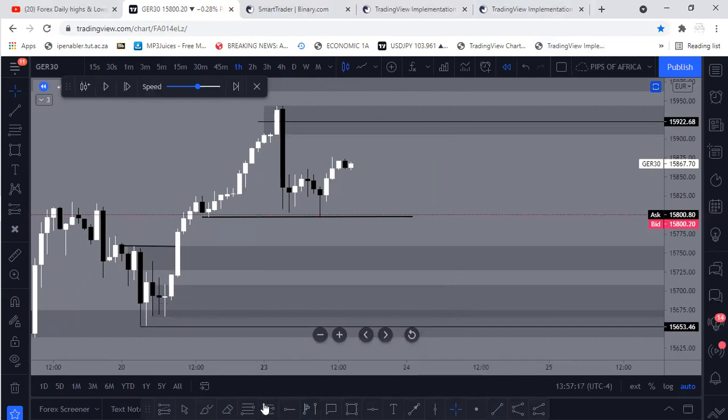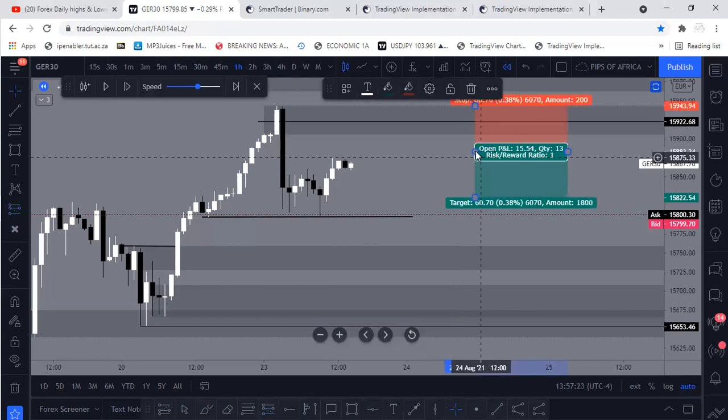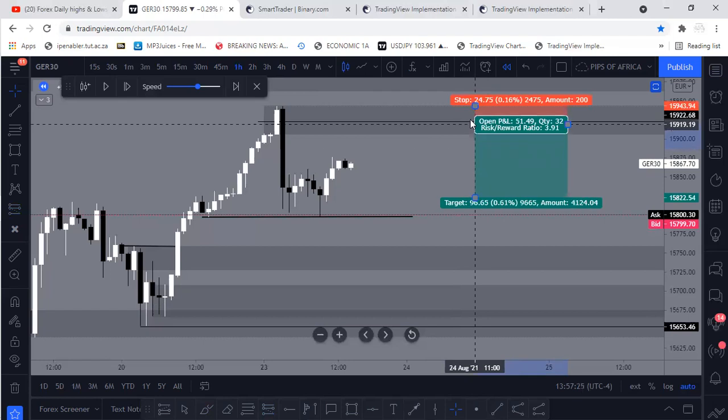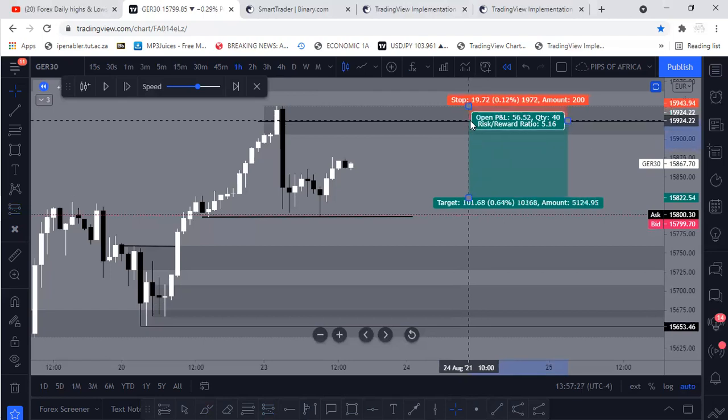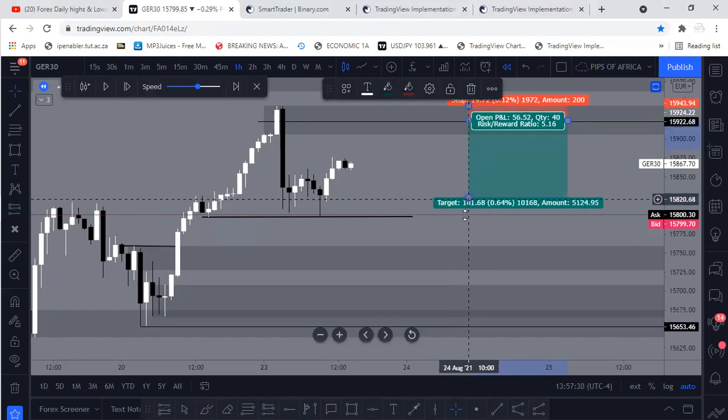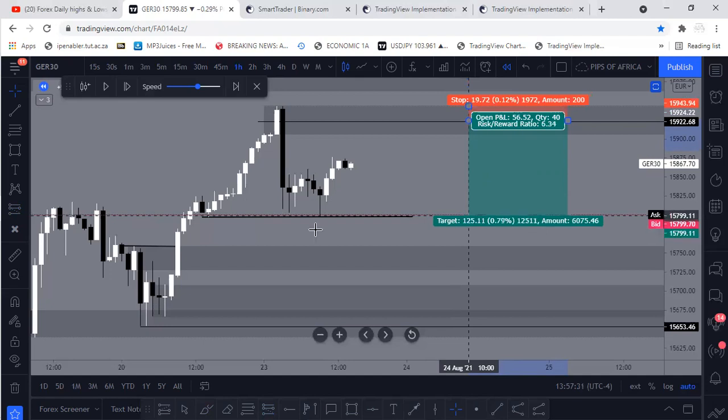So let me show you how to take this trade. Let me show you how to take the trade here. Perfect. So my entry is going to be at the 50% of an order block. So my first TP is going to be this one, but I'm targeting these areas here.